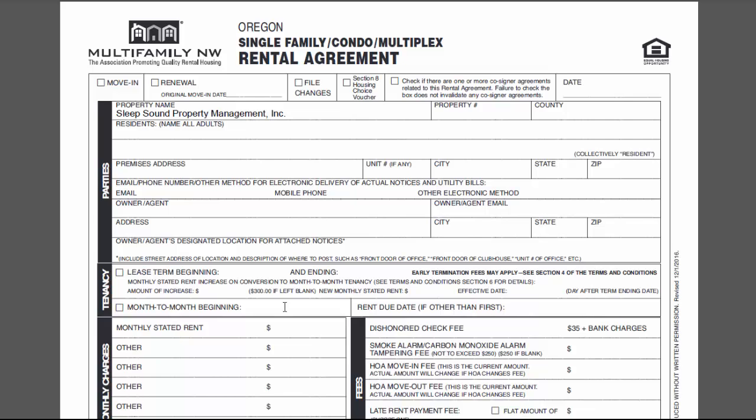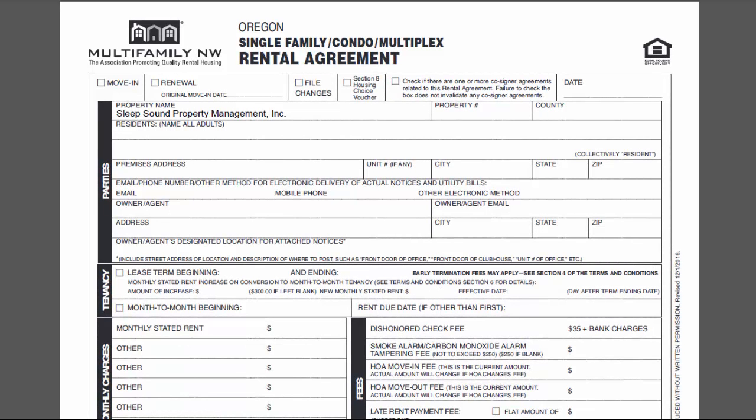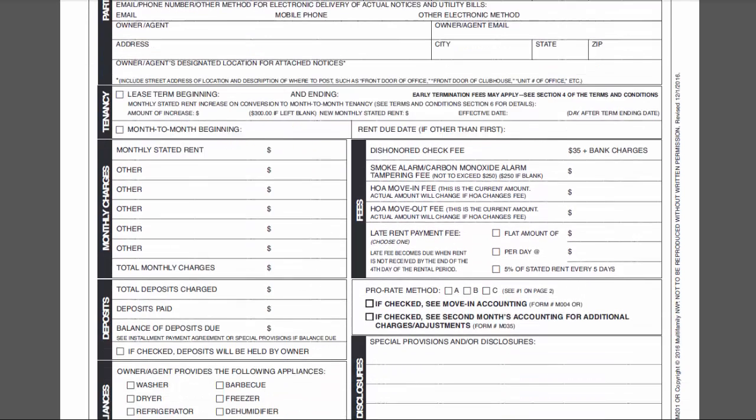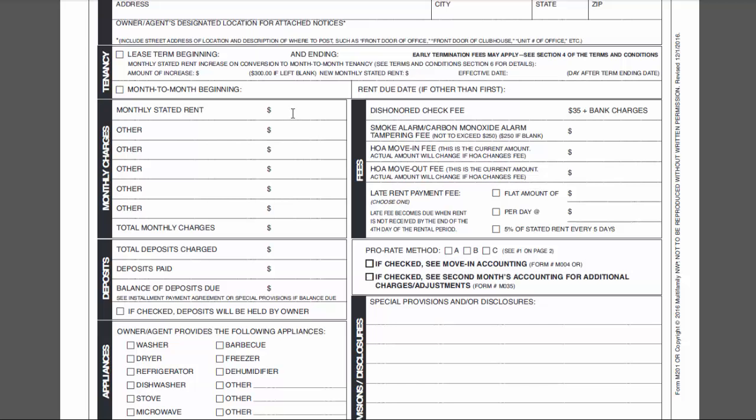The amount of the potential increase is $300. This does not mean your rent will increase this much once your lease expires. This just gives us some flexibility if we were to increase your rent once your lease is up. Here is your monthly stated rent amount and all other recurring fees that are due to our management company each month. We prefer that this total payment be submitted all together either by personal check or online.